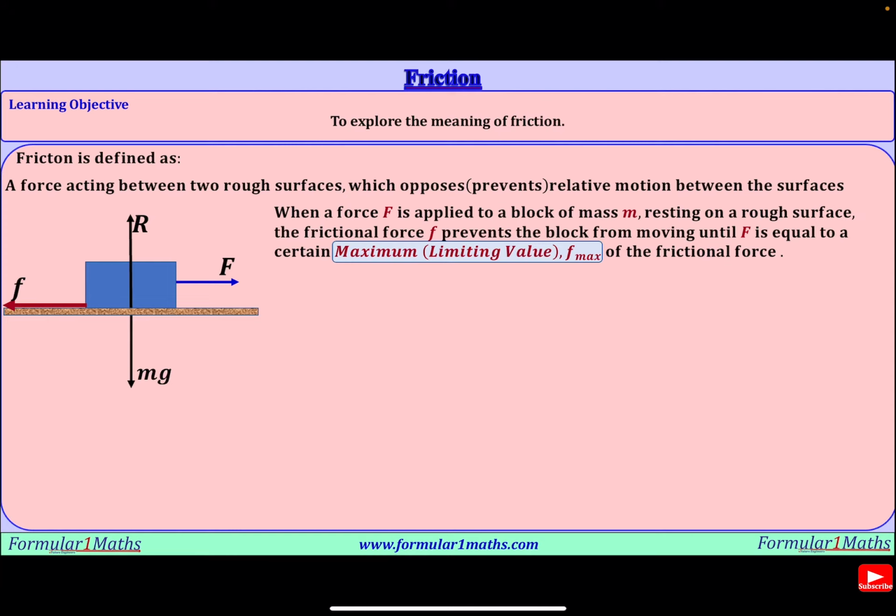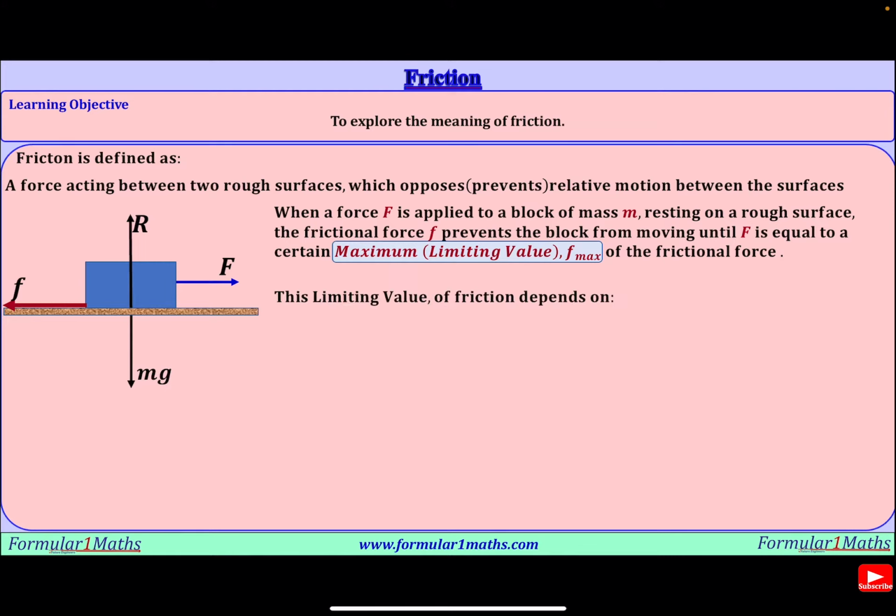But when a force, F, is applied to the block, then friction is generated between the block and the surface. The block will not move until the force F is big enough to overcome a certain maximum value of friction, also known as the limiting value of friction. So when F is big enough to overcome F max, the block will start moving.